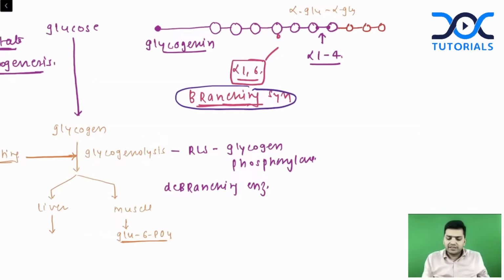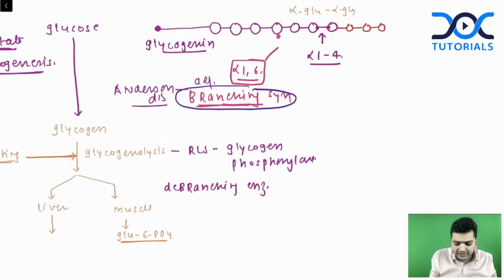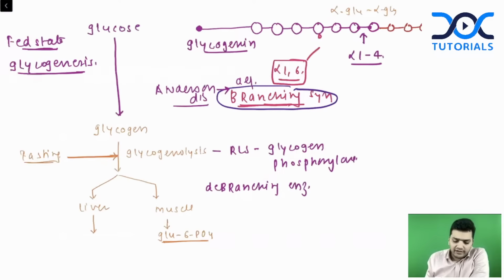This particular disease, when the branching enzyme is not there, if there is deficiency of this, is called Andersen disease. That is due to deficiency of the branching enzyme. So this is what they are asking actually.